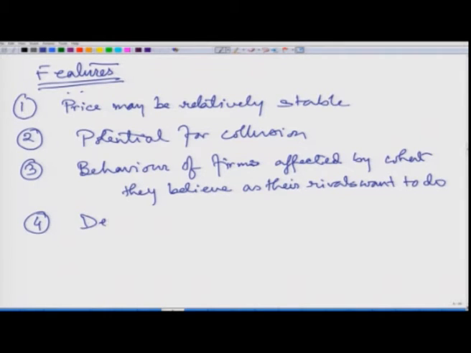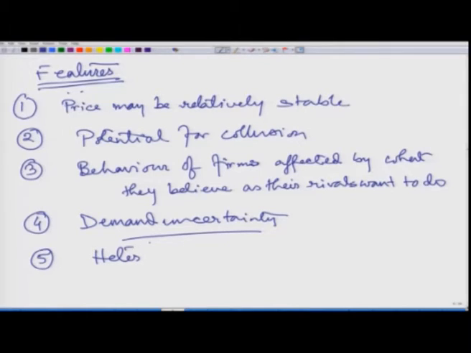Another one is demand uncertainty, because there is too much mutual interdependence across all these firms. That leads to uncertainty in terms of the demand, because nobody knows what the others will do, whether they are decreasing or increasing the price, what the quantity demanded is, whether they are really changing their strategies. So there is always demand uncertainty, and that creates price stickiness. Nobody will actually change the price. And the next is heterogeneous goods, of course.